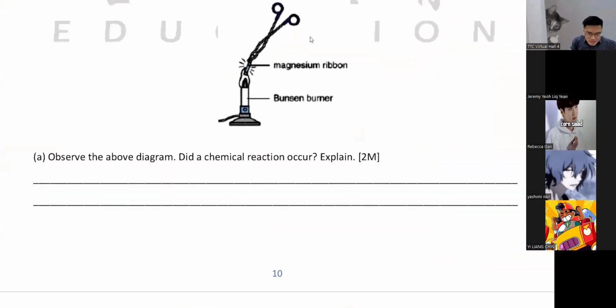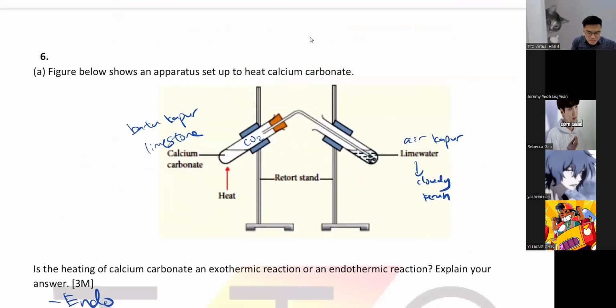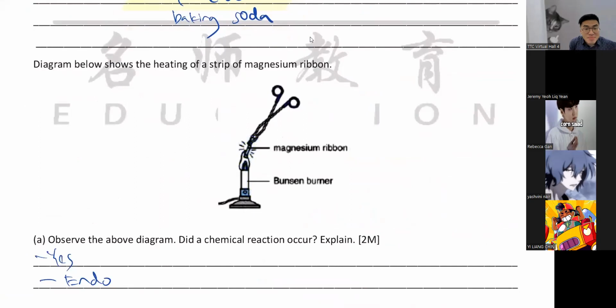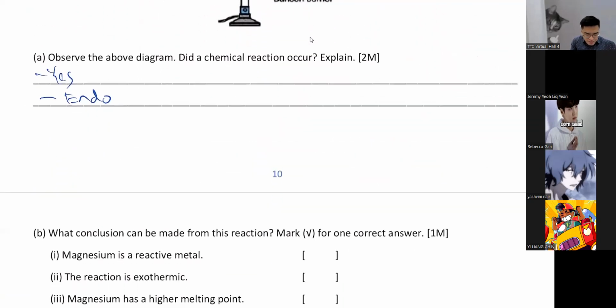So did the chemical reaction happen? Yes. Why? Because this is endothermic. Because it absorbs heat, same like up there, lor. This is endo when I burn it. Same thing. Guys, if you burn this thing, try not to look at it with your eyes directly. Please wear sunglasses or something because this thing is going to hurt your eye. Anyway, moving on.